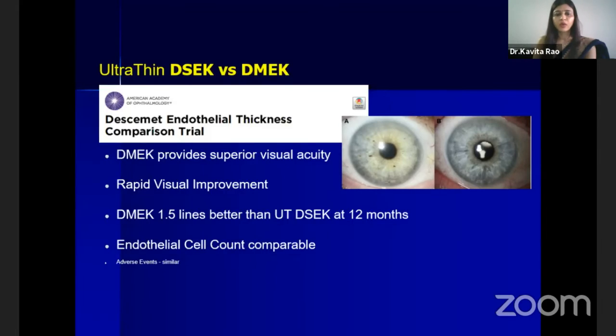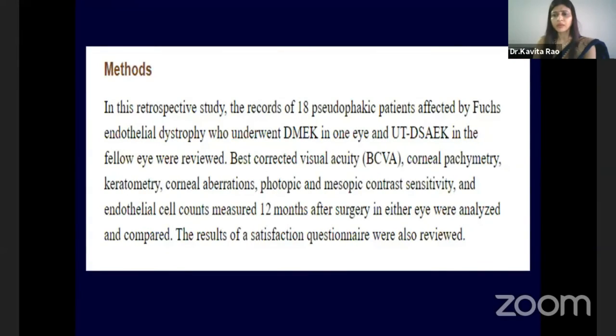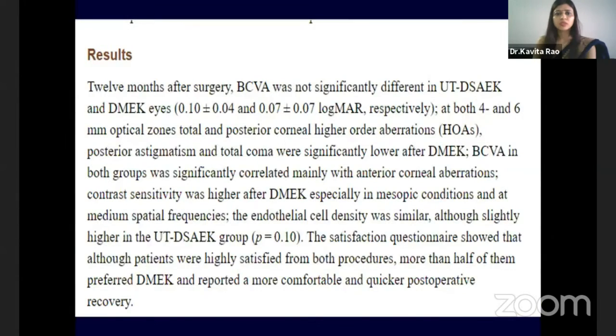And endothelial cell count, of course, the loss is comparable. Now, this is another study where they've compared fellow eyes of the same patient. But this is a retrospective study. There's ultra-thin DSEK done in one, and DMEK done in the other eye. There's 18 pseudophakic patients.